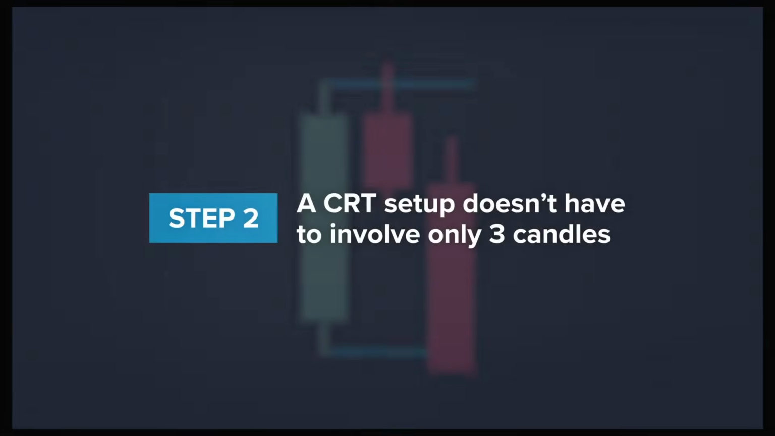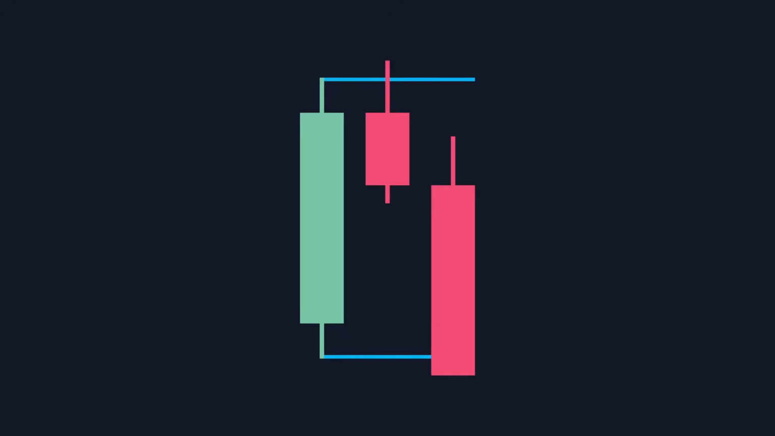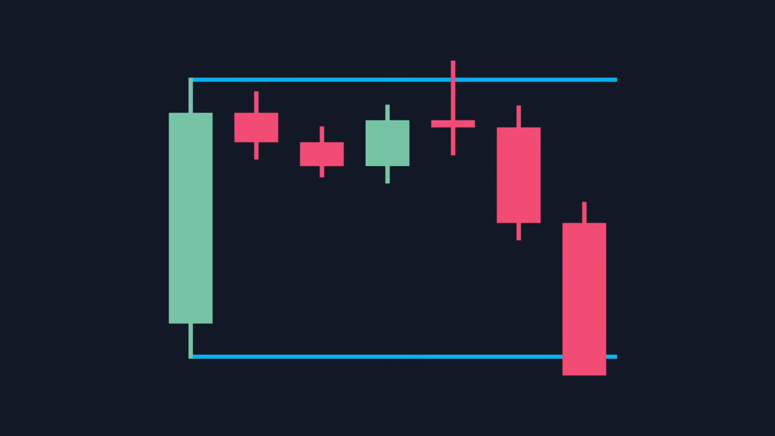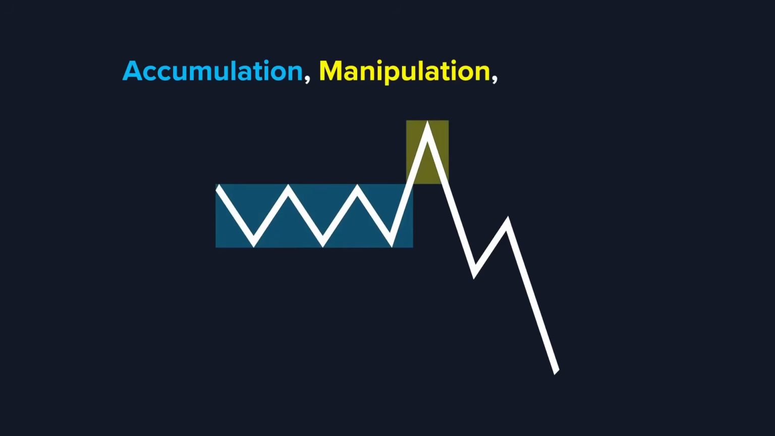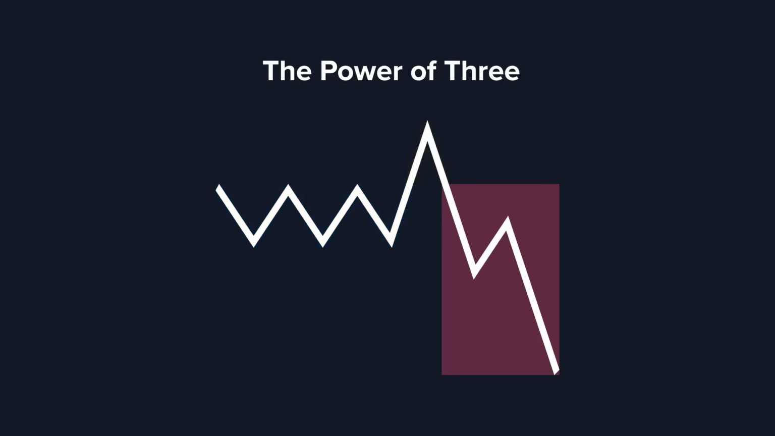Step 2 shows that CRT setups don't have to stick to just 3 candles. They can take more or fewer depending on market structure. We started with 3 candles because it's the easiest way to explain the concept. But in reality, there's no strict rule for how many candles a setup might include. What matters is the presence of a proper market structure, typically forming an AMD pattern: accumulation, manipulation, distribution. To explain AMD simply, accumulation, manipulation, and distribution are the 3 phases in smart money concepts, also called the power of 3. The entry usually comes during the distribution phase, but only after accumulation and manipulation have been confirmed.